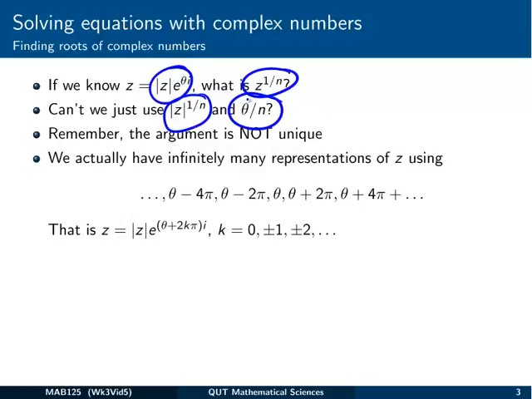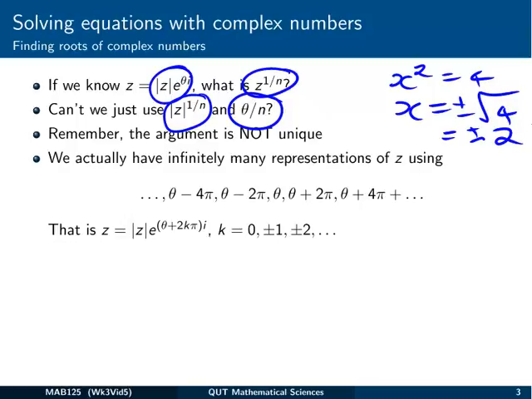So remember for a minute back when you did just regular old numbers. If I said, if I know that x squared is equal to 4, then we could say, well, x is equal to plus or minus the square root of 4, plus or minus 2. There were two answers for a square root.